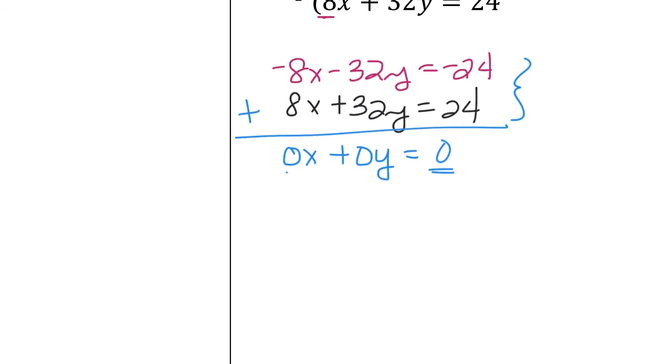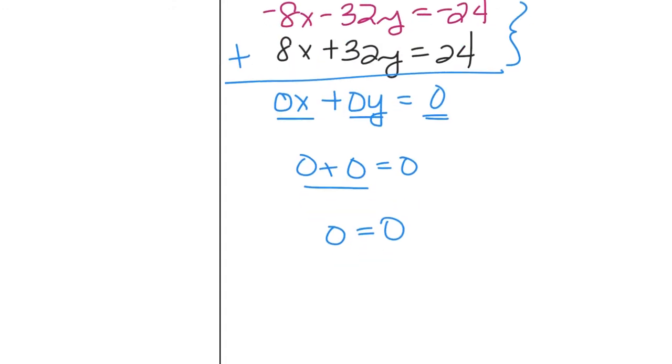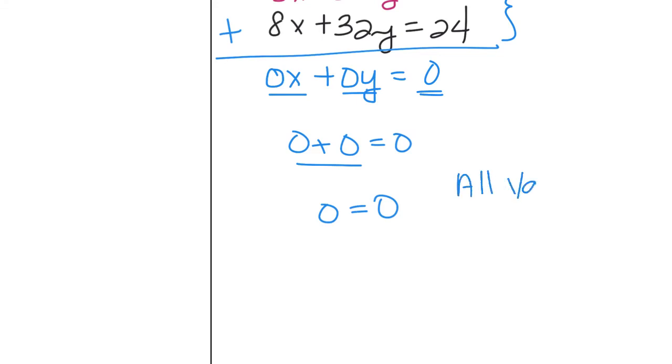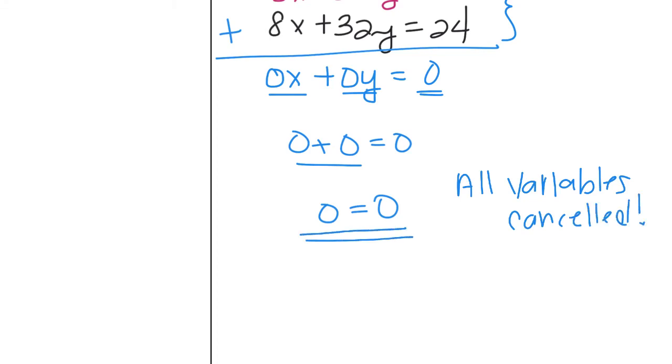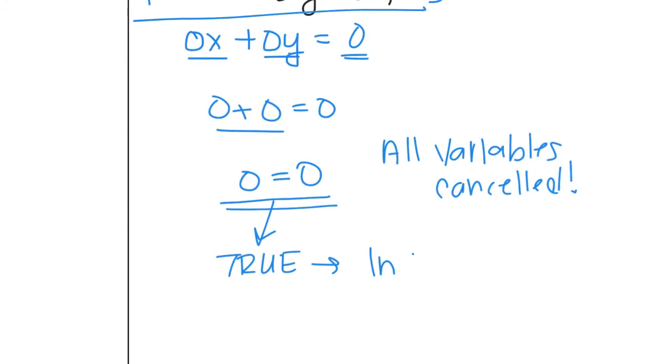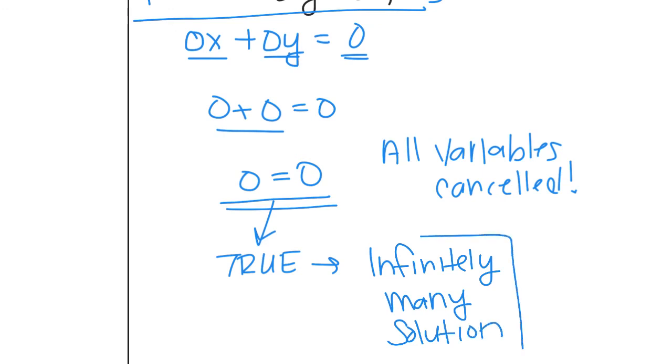Well, 0 times anything is a 0, plus 0 times anything is also a 0, and 0 plus 0 makes, well, 0. So we have that weird situation when all variables are canceling. So that means I have to take a look at what's left over. Well, 0 equals 0. That's true. 0 does equal itself. So when we have no variables but a true statement, our solution is that we have infinitely many solutions. Any number will work for this equation.